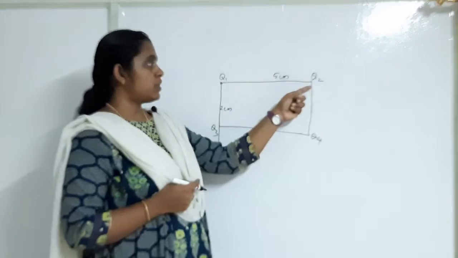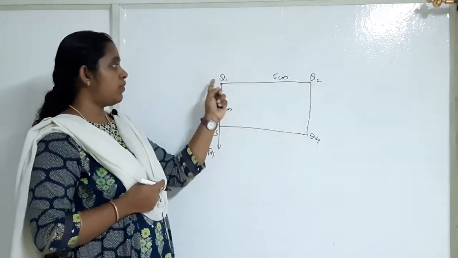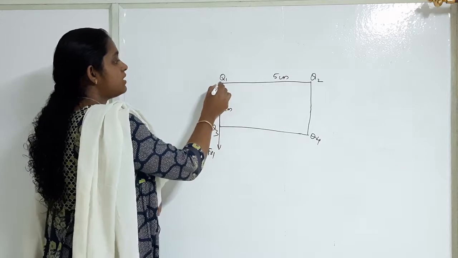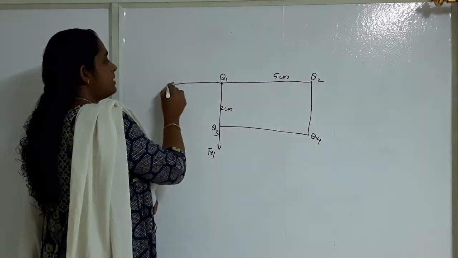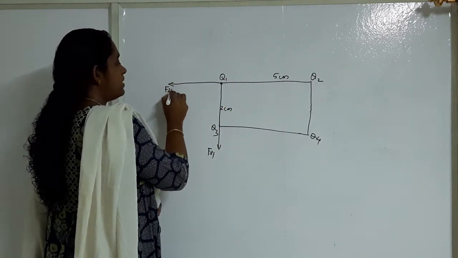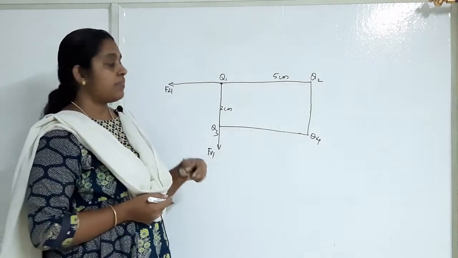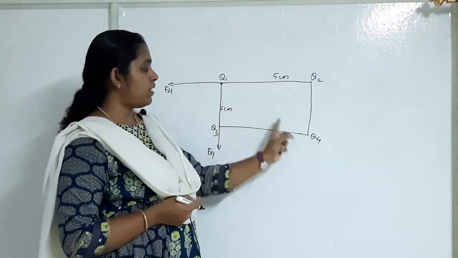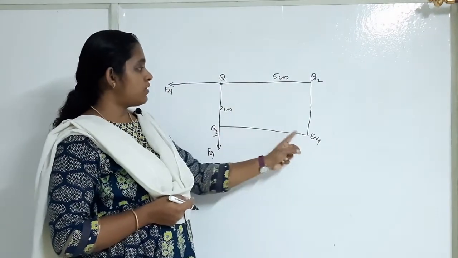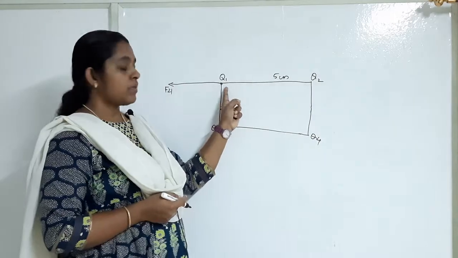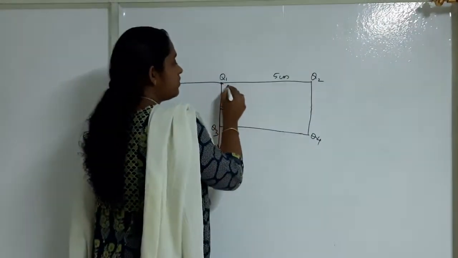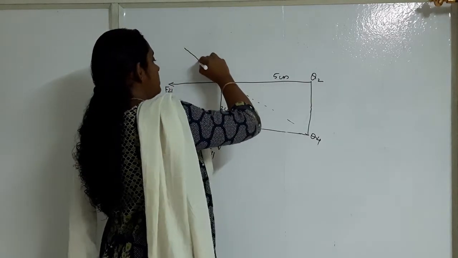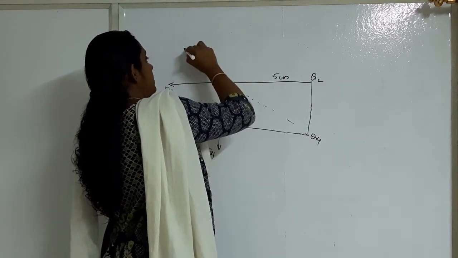Now the force on Q1 due to Q2: both are positive charges, so this will be a repulsive force, acting in this direction. So F21 will be in the negative x direction. And the force F41 between Q1 and Q4 is also repulsive because these two charges are positive, so the direction of this force will be along this repulsive direction, that is F41.